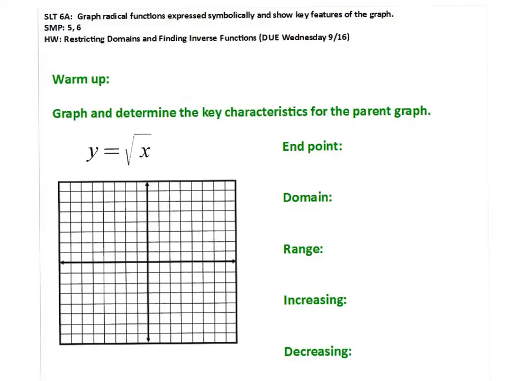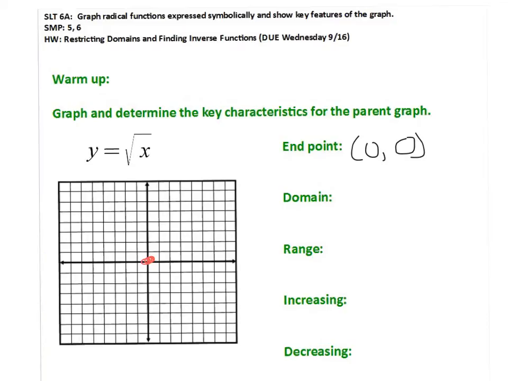So the endpoint, what we're going to do to find it, is find when what's underneath the square root, which is called the radicand, equals 0. So when does x equal 0? That's at 0. When you plug in 0, the square root of 0 is also 0. So when I go to graph that, that's here.